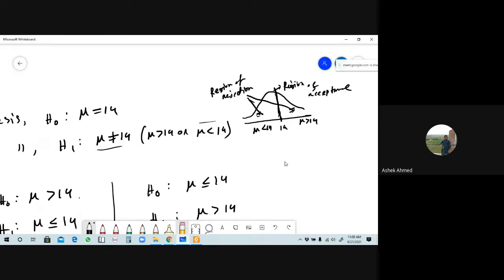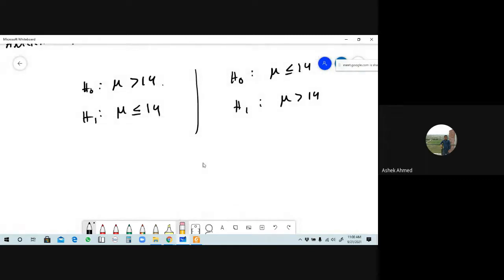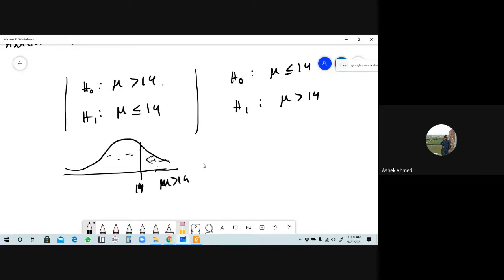You need to understand this. For this type of problem, if we sketch the graph of a normal distribution, and this is the value 14, tell me what you mean by mu is greater than 14. This region represents mu greater than 14, and this represents mu less than or equal to 14. So there are two parts that divide at the value 14 in the full region of the normal distribution graph.